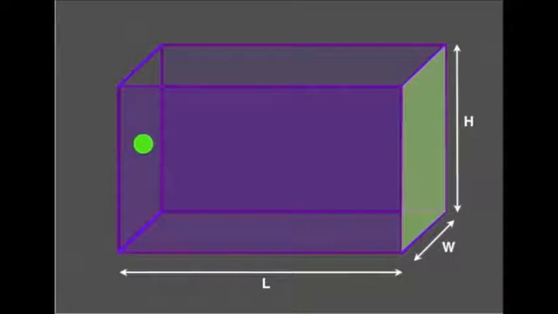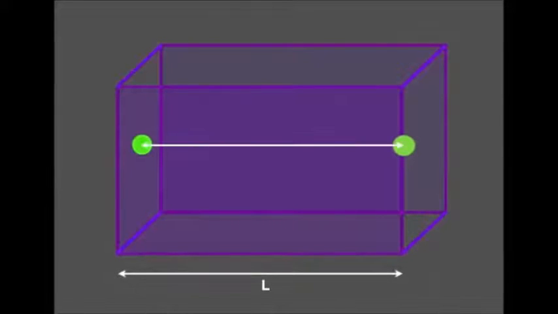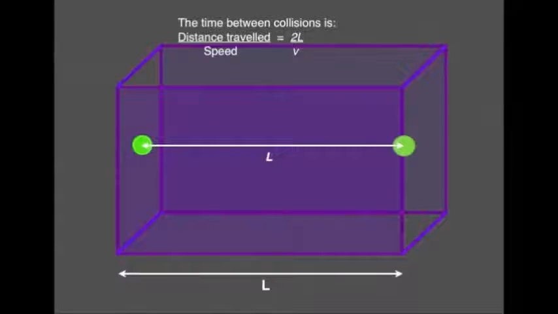To do that, we need to know the dimensions of the box, so we give it length L, width W, and height h. The molecule will rebound from one end of the box, along to the other, rebound there, and then back again. In this time, it covers a distance of 2L. Since it has a velocity v, the time taken, distance divided by speed, is 2L divided by v.